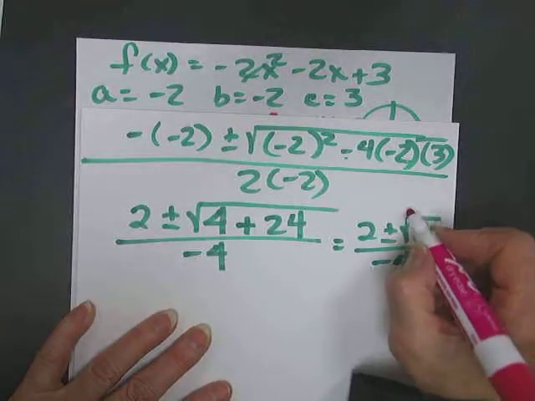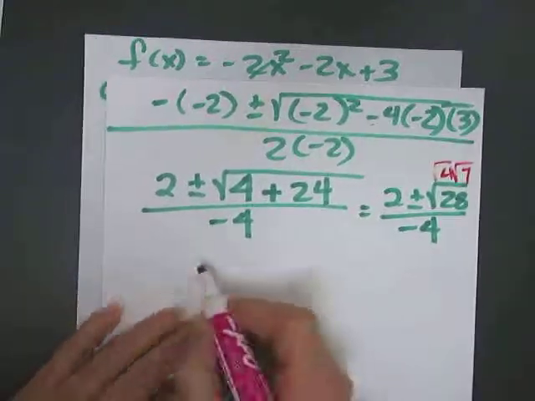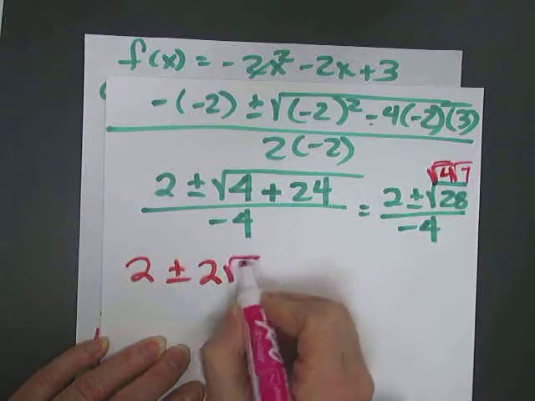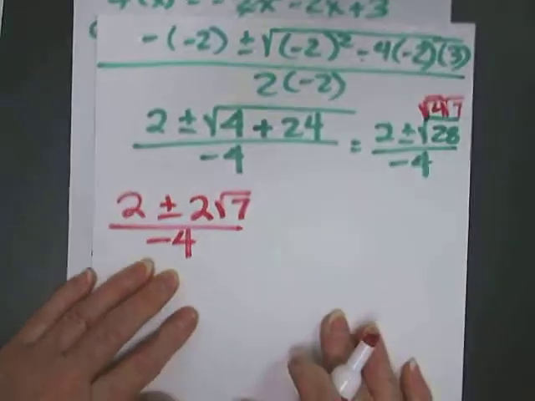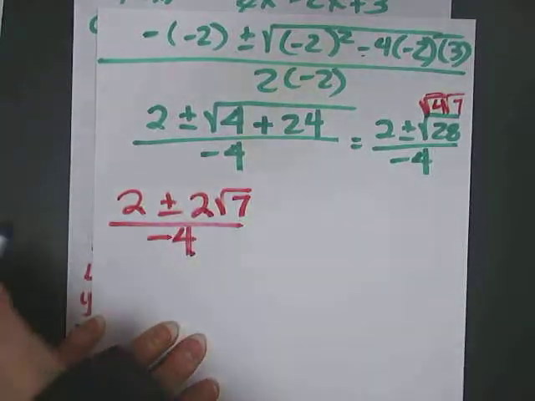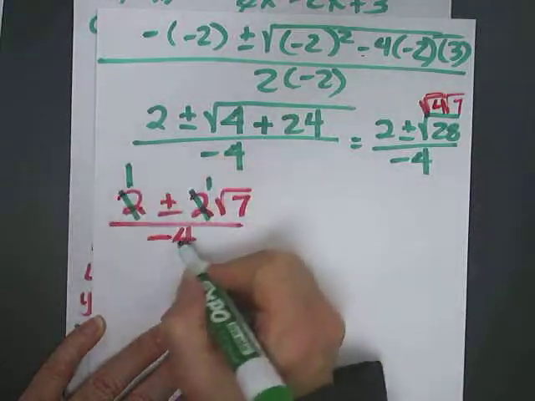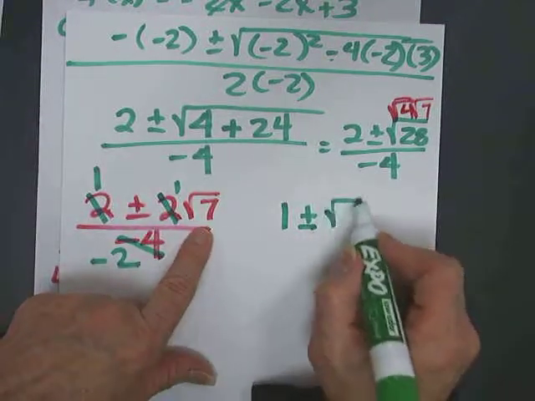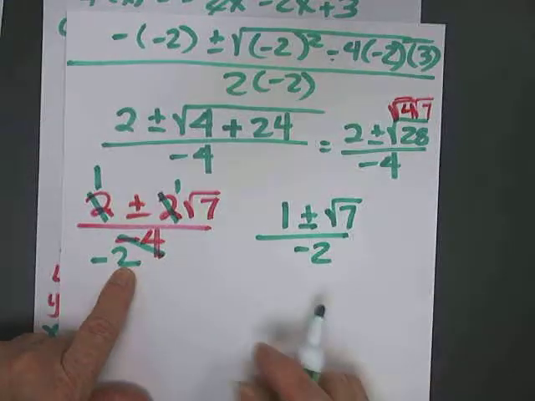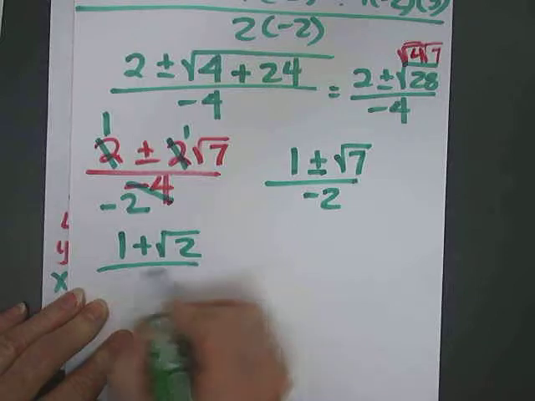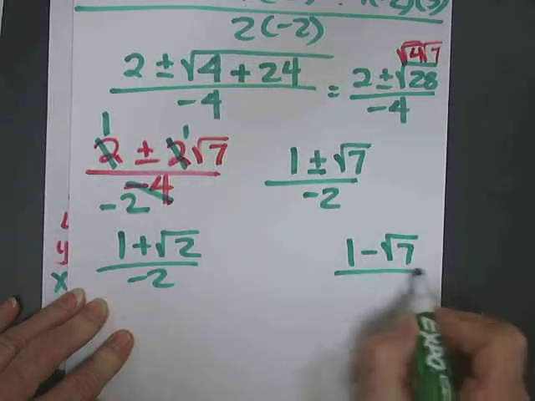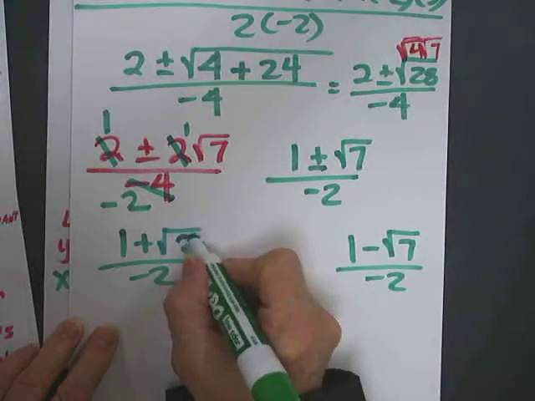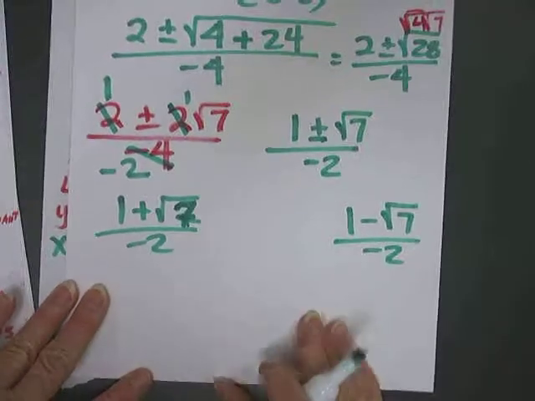Okay, so that part's 2 plus or minus the square root of positive 4 plus 8 times 3, right? Negative 4. So we have 2 plus or minus the square root of 28 over negative 4. This is 4 times 7, right? So we have 2 plus or minus 2, the square root of 4 is 2, square root of 7, over negative 4.